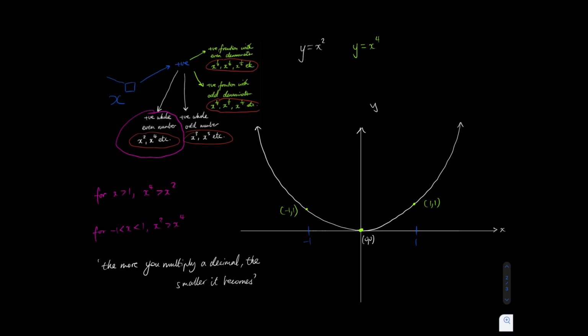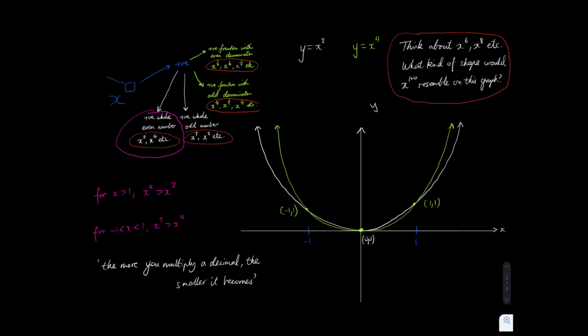If we fill in the parts where x is greater than 1 and x is less than negative 1, this is how x to the power of 4 compares to a parabola. And for x between negative 1 and 1, you see that x to the power of 4 is smaller than x to the power of 2.